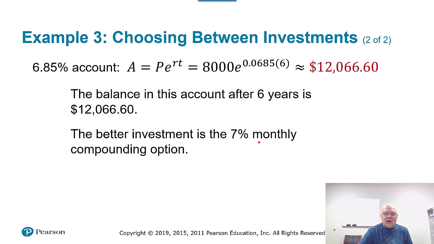For the second one, continuous compounding at 6.85%, you get $12,066.60. And that means the better investment was the 7% monthly compounding.